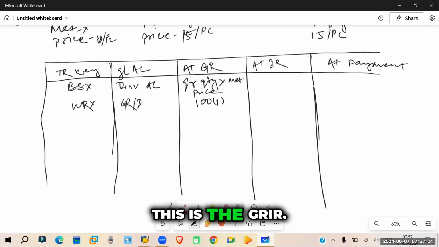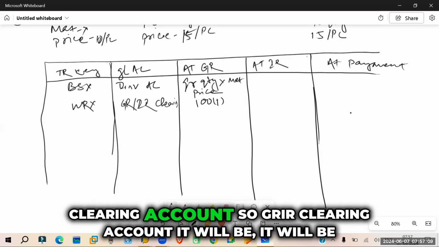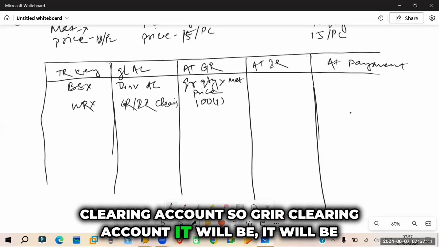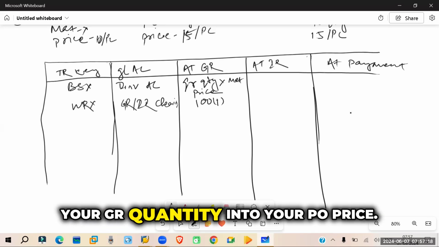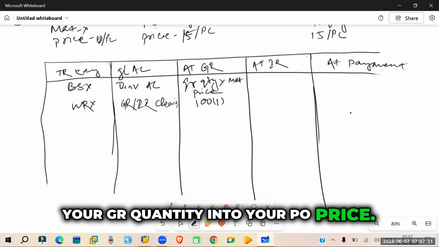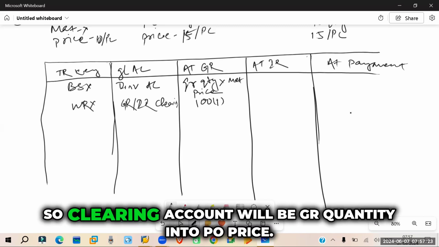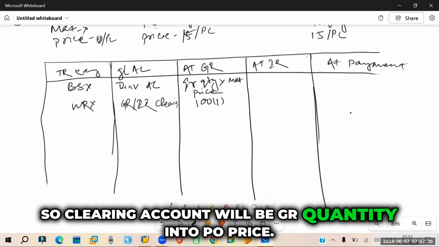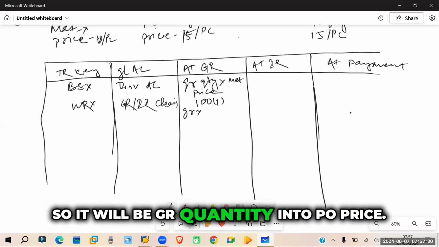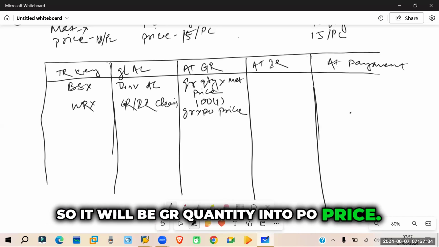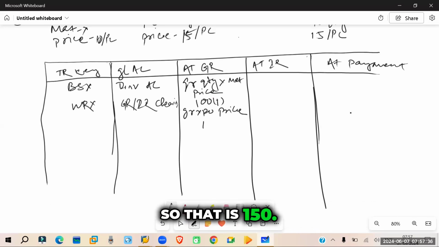Okay. This is the GRIR clearing account. So the GRIR clearing account will be your GR quantity into your PO price. Okay. So the clearing account will be GR quantity into PO price. So that is 150. This is negative. Okay. Right. Able to understand? Yes.